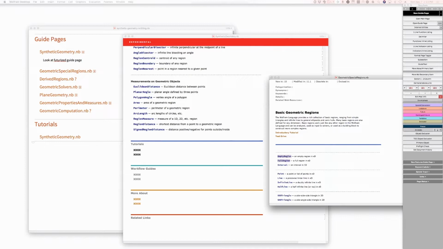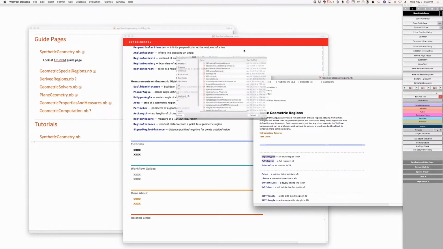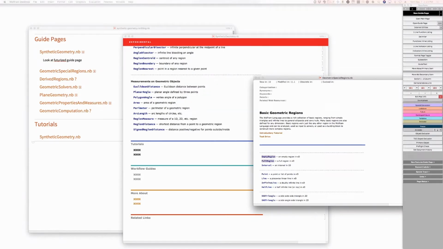Do we know how to? Oh, that's that page. This is geometric special region, so this has not been renamed. That page has not been renamed. What is derived regions? By the way, do we have Charles here or anybody from the computational geometry group? Because we're going to need them.